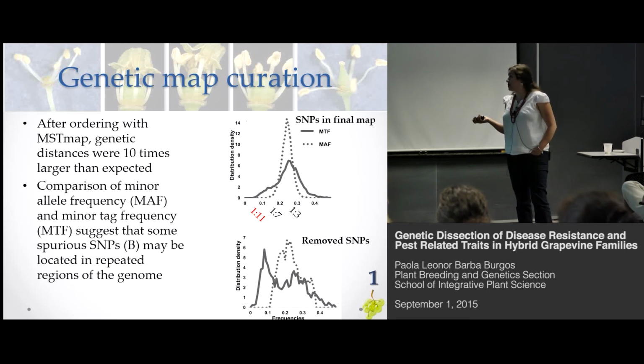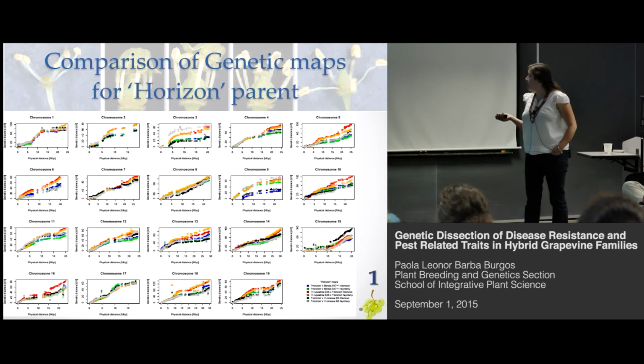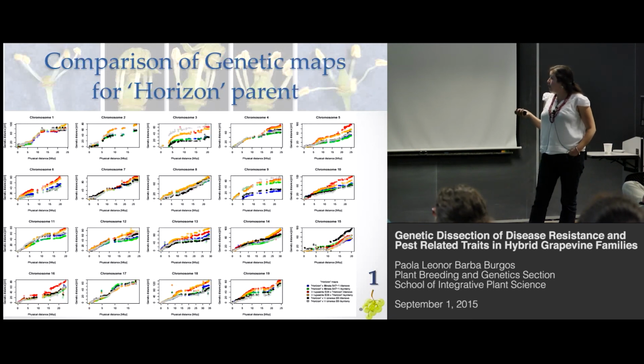So these are the results. These are the genetic maps for the Horizon parent. I'm just going to show one of the parents. These are the 19 chromosomes. In these plots, you have the physical distance on the x-axis and the genetic distance on the y-axis. All the different colors are independent maps. We have 3 populations with 2 pipelines, the de novo and the synteny pipelines, so these are 6 independent maps.